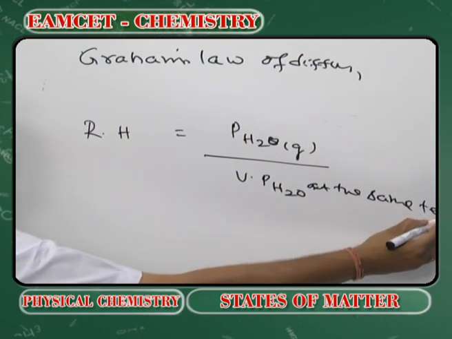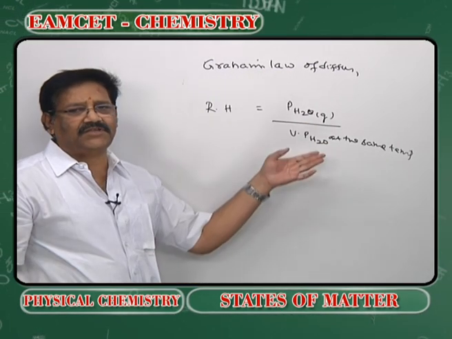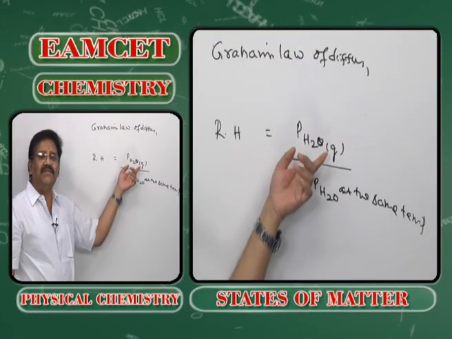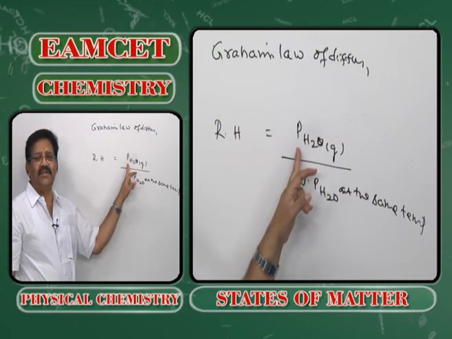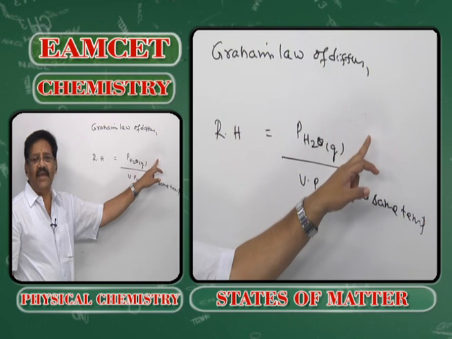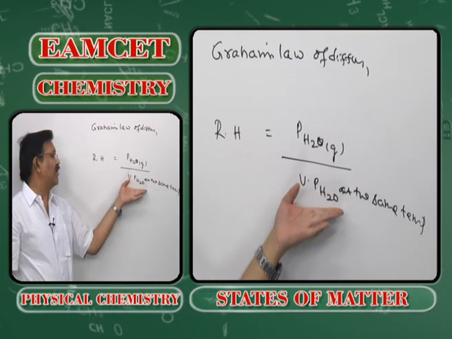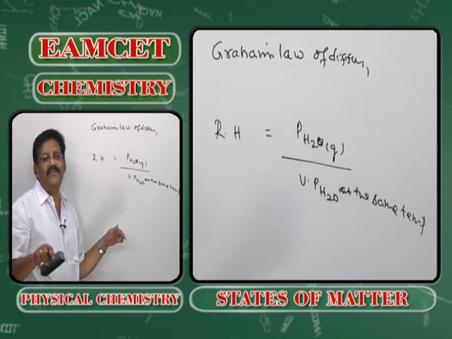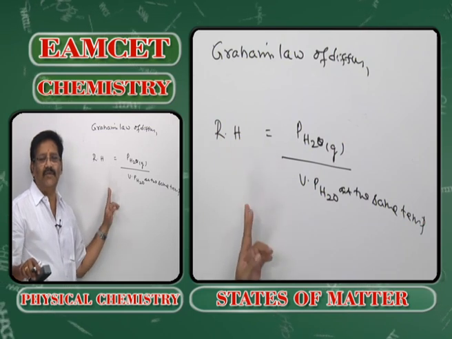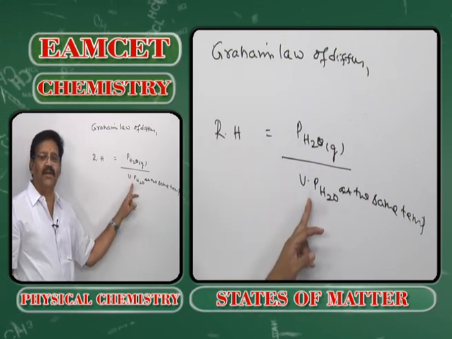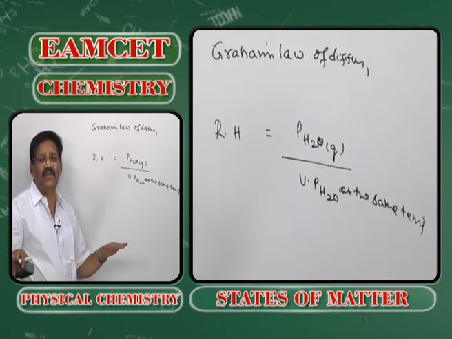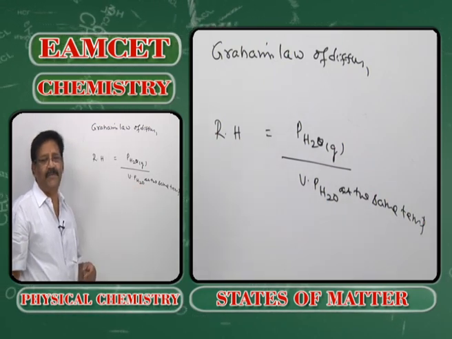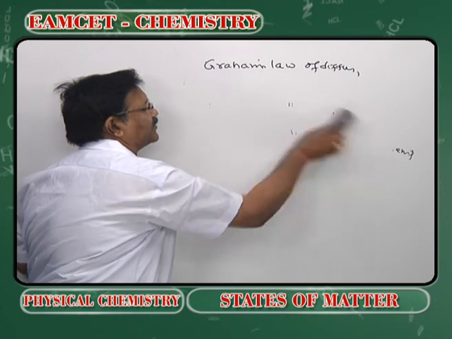What is the difference between the partial pressure and vapor pressure? Partial pressure is the pressure exerted by the water vapor in a mixture of the gases present in the air. And what is vapor pressure? Pressure exerted by the water vapor on the surface of the liquid is called vapor pressure.